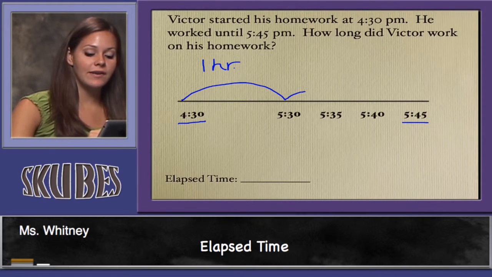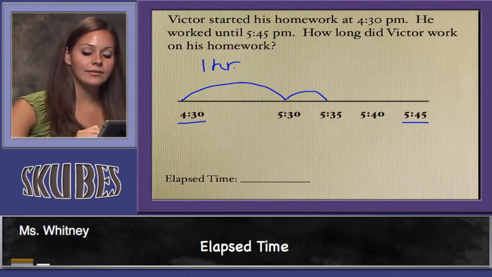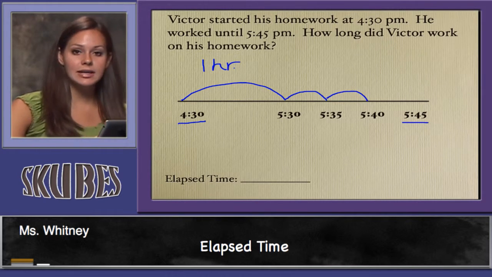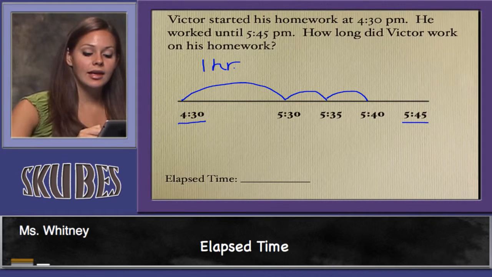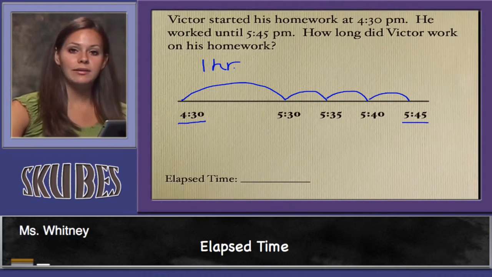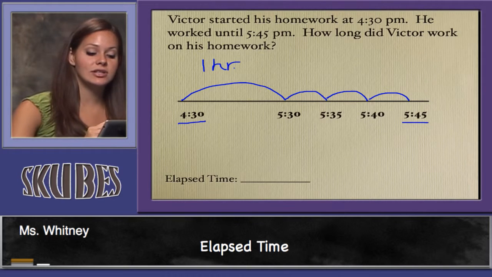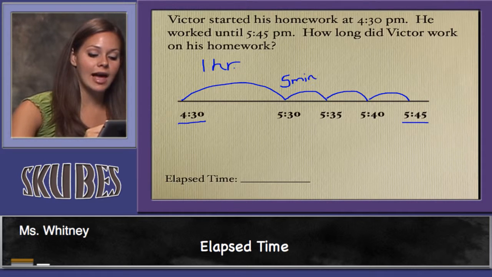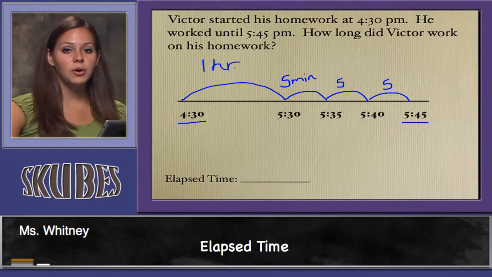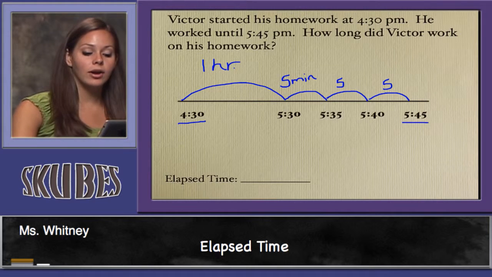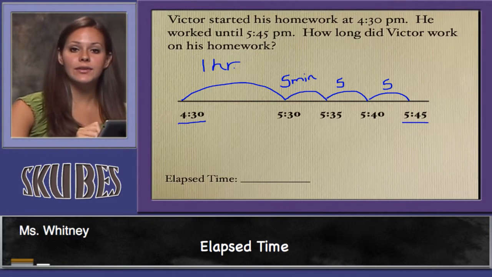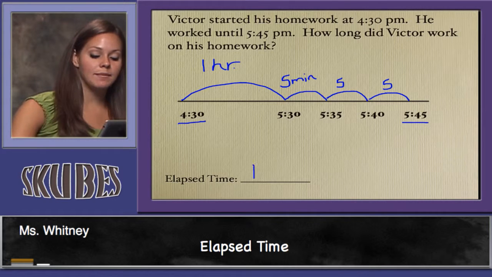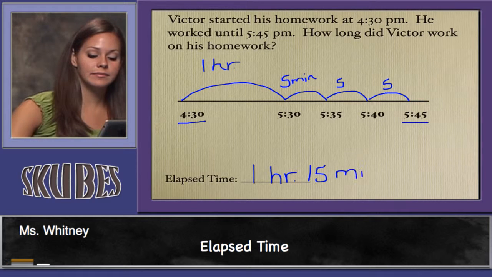So 5:30, I jump 5 minutes, it'll be 5:35. I jump another 5 minutes, it will be 5:40. And another 5 minutes, it will be 5:45 when Victor finished his homework. So each of these jumps is equal to 5 minutes of elapsed time. Now let's count how much total time elapsed. 1 hour plus 5, 10, 15 minutes. The elapsed time is 1 hour and 15 minutes.